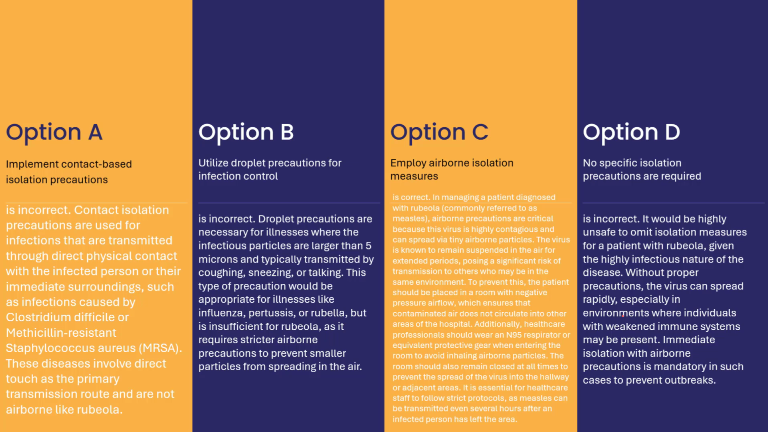Without proper precautions, the virus can spread rapidly, especially in environments where individuals with weakened immune systems may be present. Immediate isolation with airborne precautions is mandatory in such cases to prevent outbreaks.